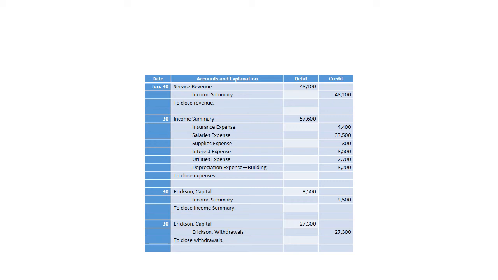The final closing journal entry is where you will reset withdrawals to zero. You will credit the withdrawals account 27,300 because it has a debit balance in it of 27,300, and then debit the capital. So those are your 4 journal entries. The first 3 is getting net income into the capital account, or net loss into the capital account.